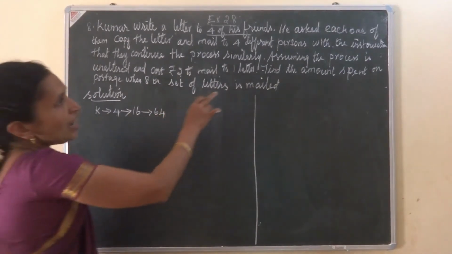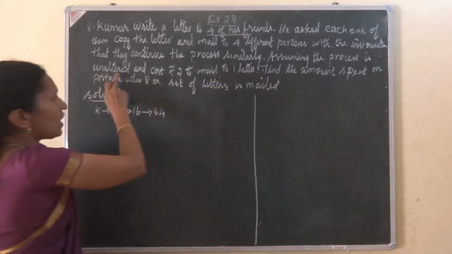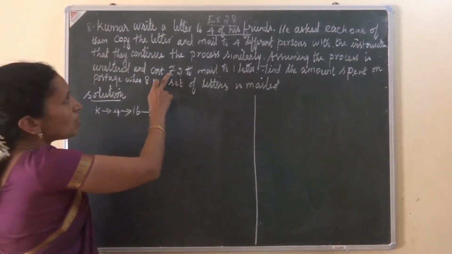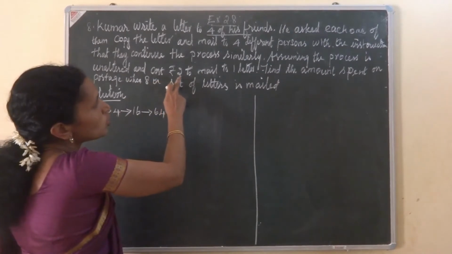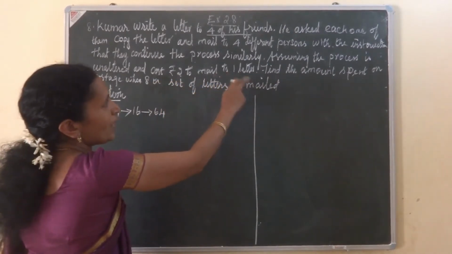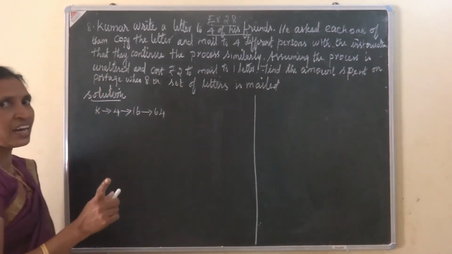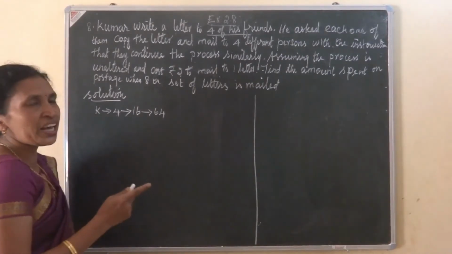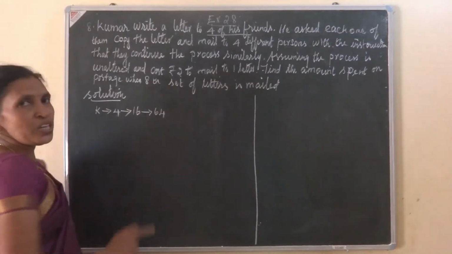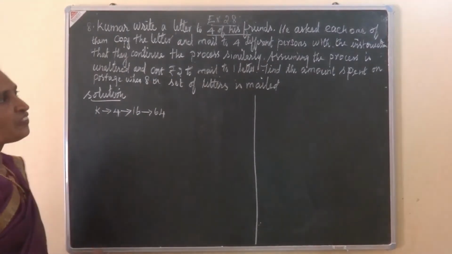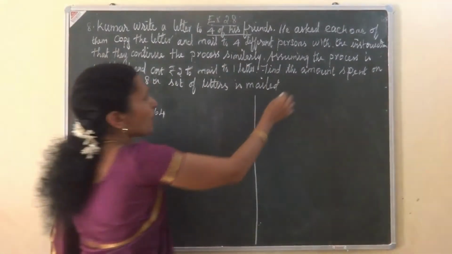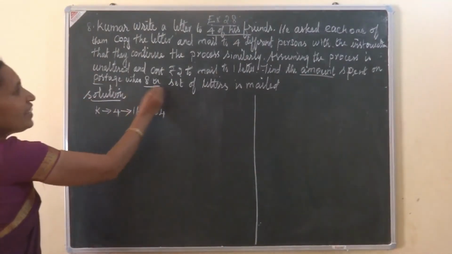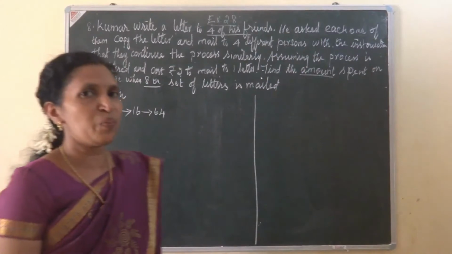Assuming the process is unaltered, and it costs rupees 2 to mail one letter. So for posting each letter, how much amount is he spending? Rupees 2. Find the amount spent on postage when the 8th set of letters is mailed.